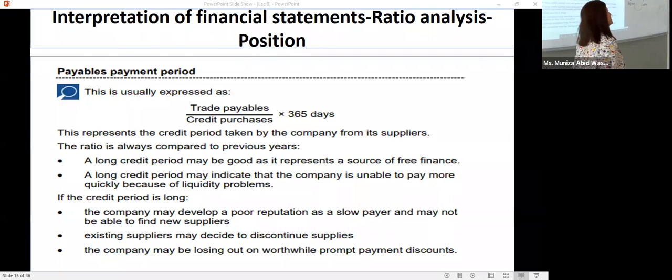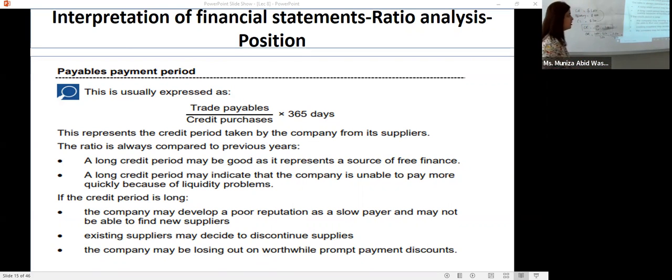The company may seem profitable, but may not be having enough cash to pay its liabilities when they are falling due. So the other reason for a large payables payment period could be that the company is having a liquidity issue. If the credit period is long, the company may develop a poor reputation as a slow payer and may not be able to find new suppliers.